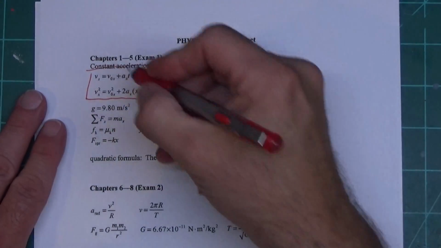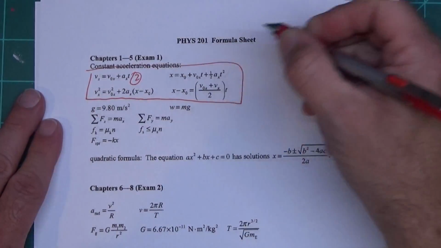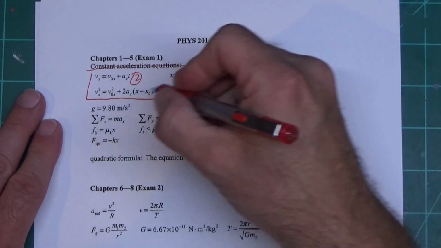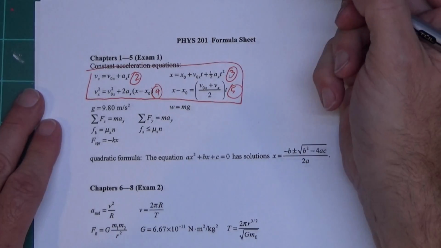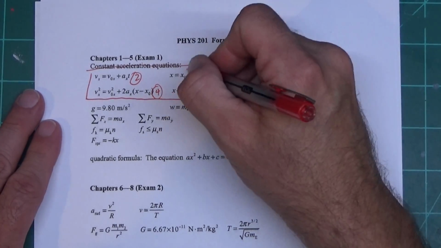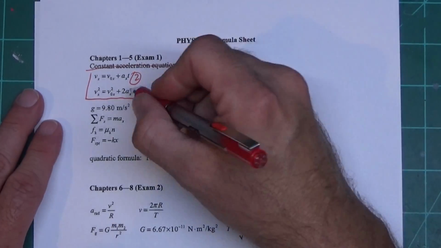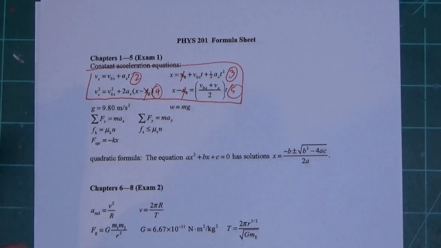Same three equations I'm using. This is number 2, this is number 3, this is number 4, this is number 5. The big difference here is I don't do these X naught things. They're not going to help anything, so I just get rid of them.